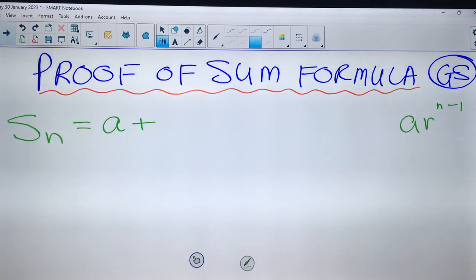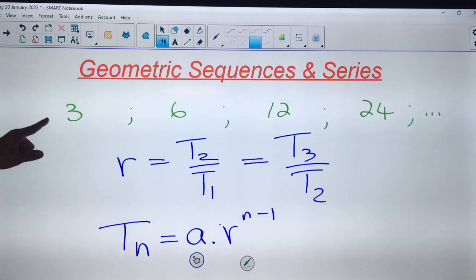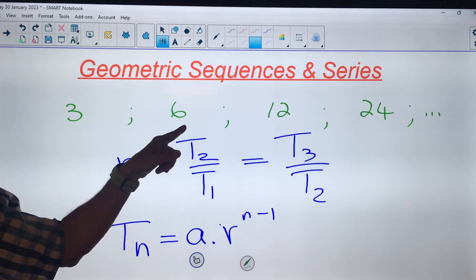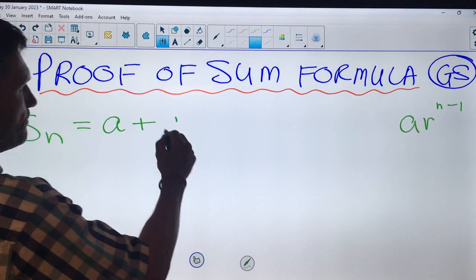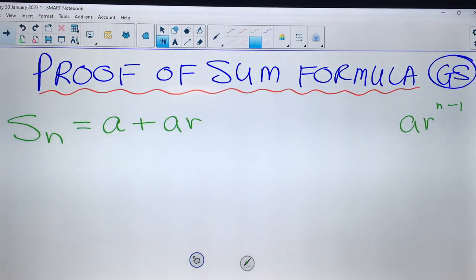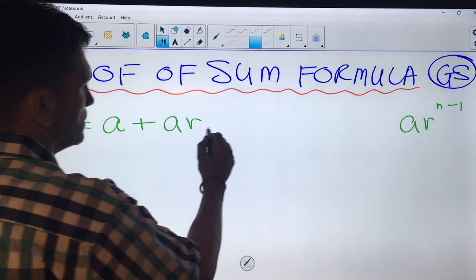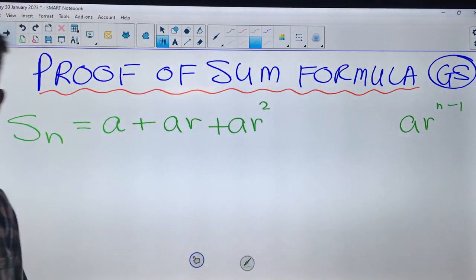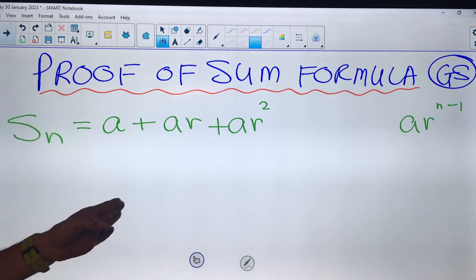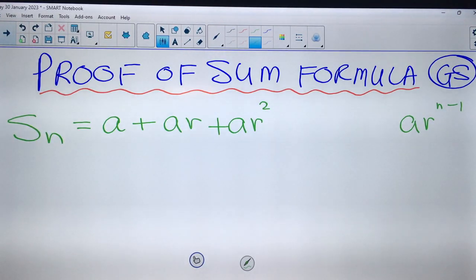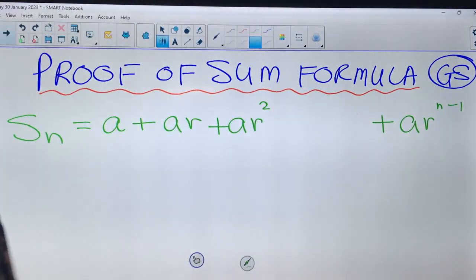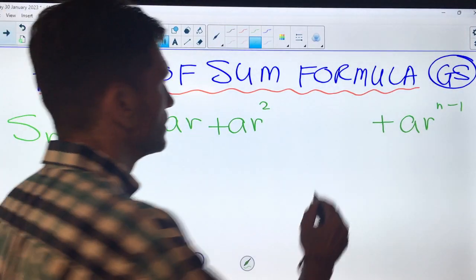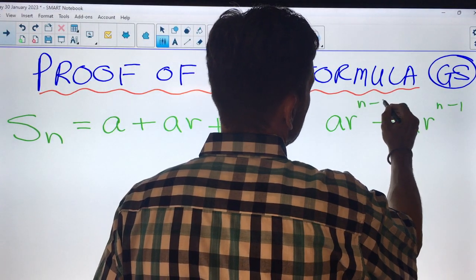What will be the second term? How do I get from the first term to the second term? How did I get from 3 to 6? Times by 2. And then that one is times by 2 and so forth. So if I go to this one, this would be AR. What will be the next one? AR squared. So we start with the first term, multiply by R, multiply by R, multiply by R. So then we get, what will be the second last term now? AR to the power of n minus 2.